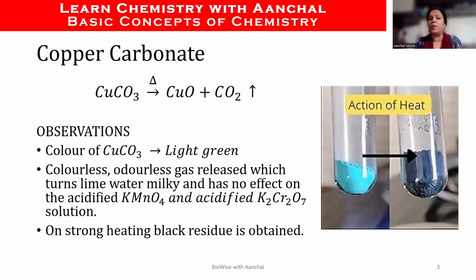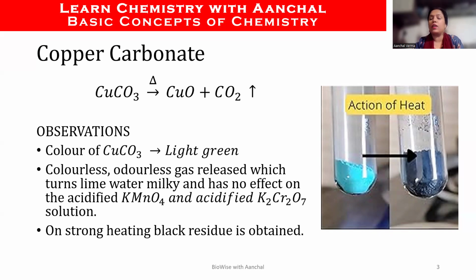The next compound is copper carbonate. Copper carbonate is a light green salt. This is appearing a little bluish, but it is light green in color. You can easily identify the color. When light green copper carbonate is heated strongly, it produces a black residue and a gas is released which turns lime water milky and has no effect on acidified KMnO4 and acidified potassium dichromate solution, showing that it is carbon dioxide and not sulfur dioxide.